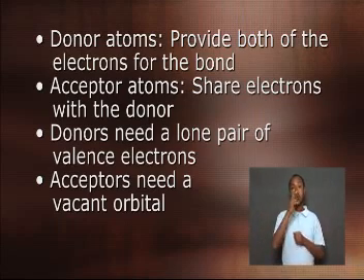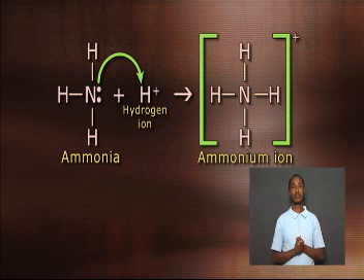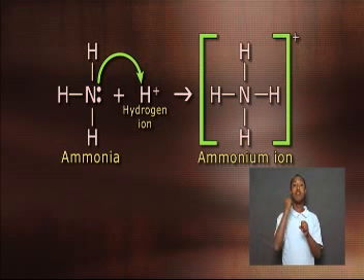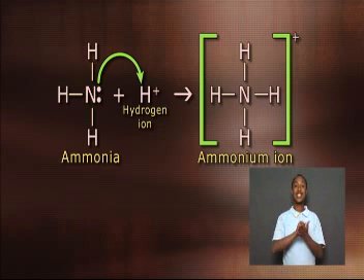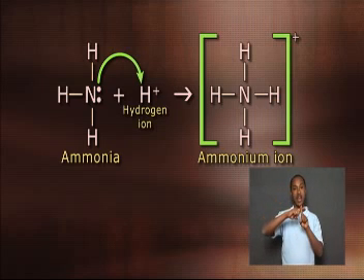Let us look at an example. Ammonium ion is formed when nitrogen of ammonia molecule forms a coordinate bond with hydrogen ion. There are two non-bonding electrons in the valence shell of nitrogen atom in ammonia that bond with a hydrogen ion. This is because the hydrogen ion has no electrons to contribute. As you can see in the resulting ion, the four N to H bonds are the same.